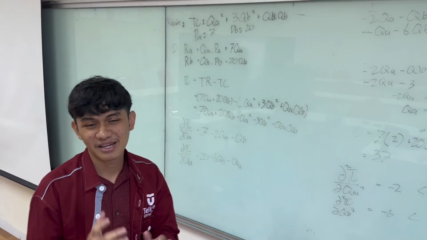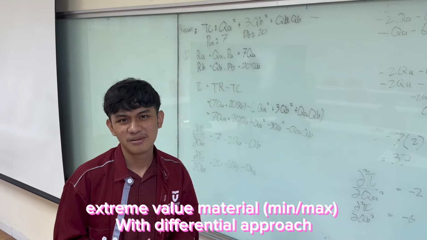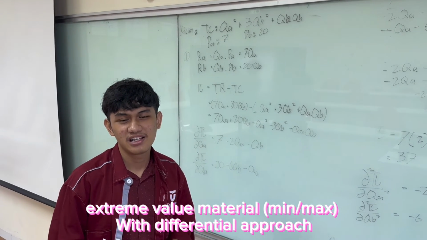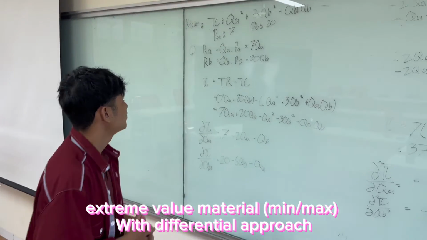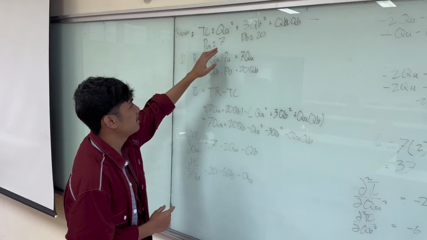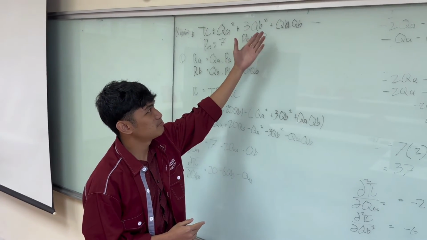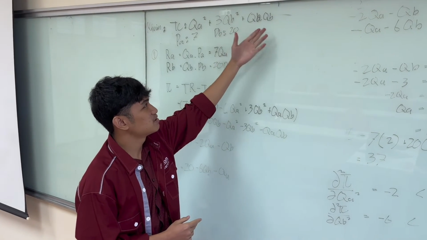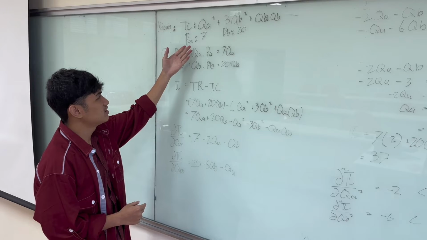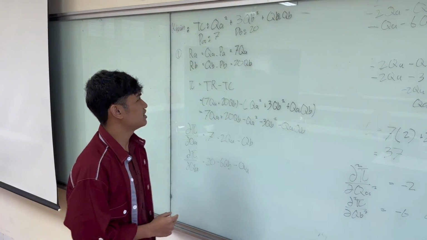Hi, I'm Amir. Now we are going to learn how to find the extreme value between two different products and prices with differential approaches. Let's say TC equals QA to the power of 2 plus 3 QB to the power of 2 plus QA times QB, and price A equals 7 and price B equals 20.